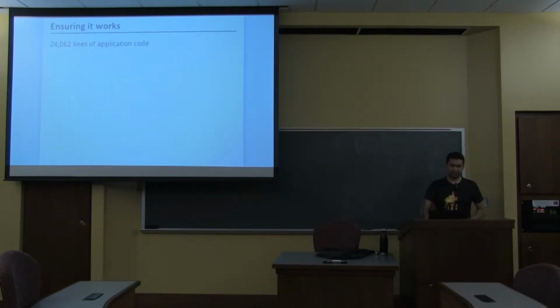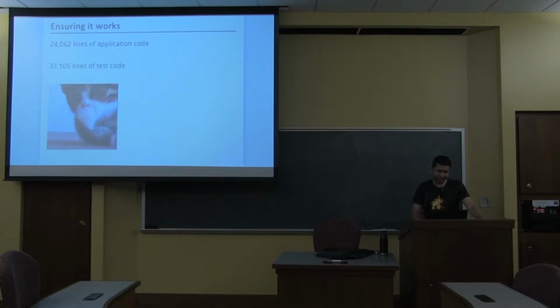So in our app, last I checked, we have about 25K of app code. Any guesses as to how much test code we have? 500 lines, okay. 15,000. 1,000. All right, that's quite a spread. So actually, we have 33,000 lines of code.